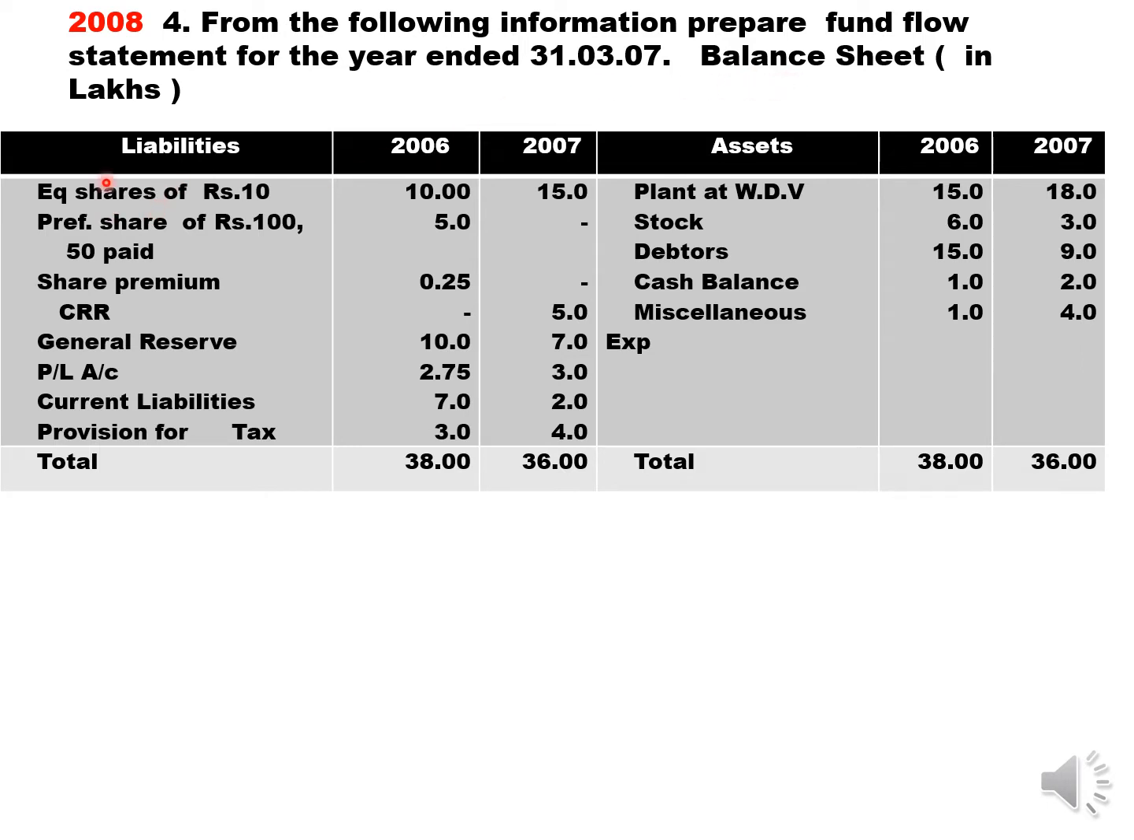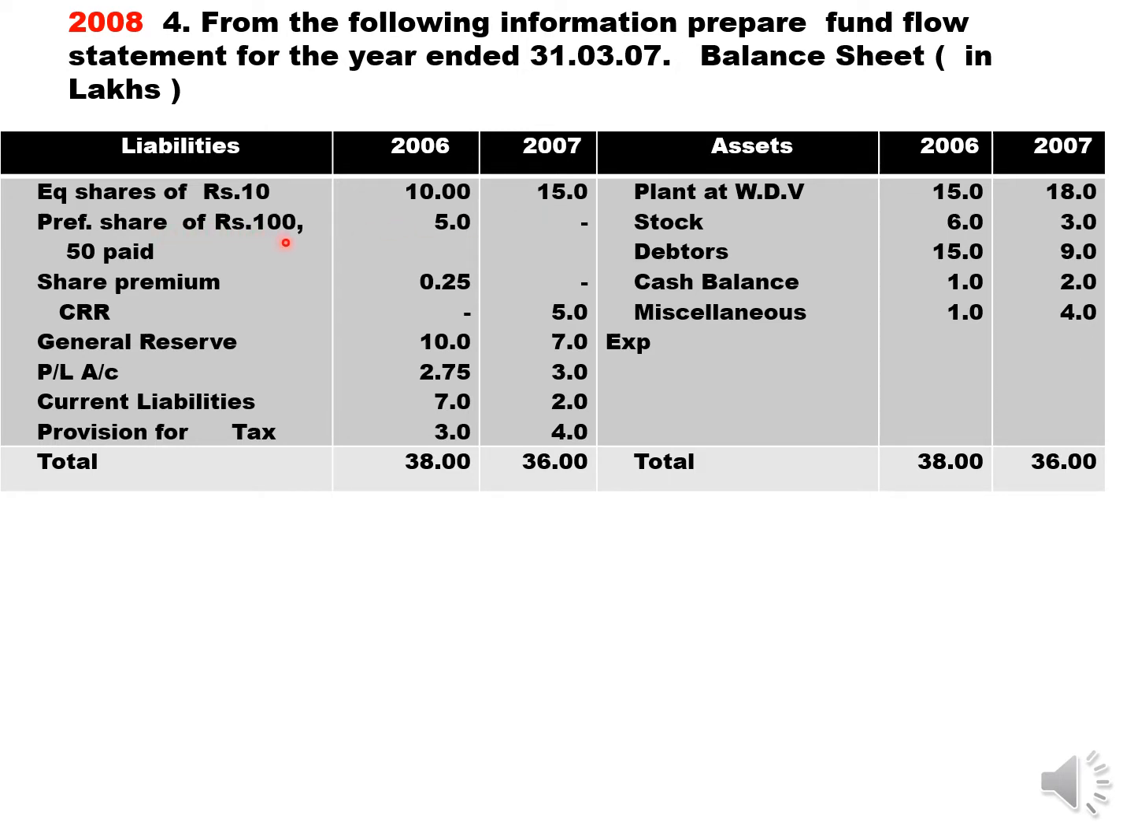We have equity share of rupees 10 each. Last year we have 10 lakh, current year we have 15 lakh. There is an increase in equity share capital which indicates the equity shares are issued. New equity shares are issued to the extent of 5 lakh. It will come in FFS.